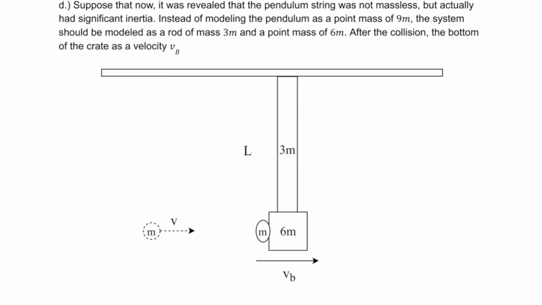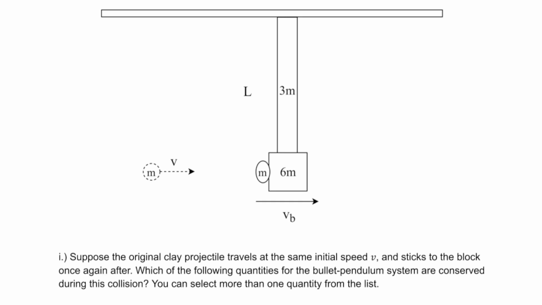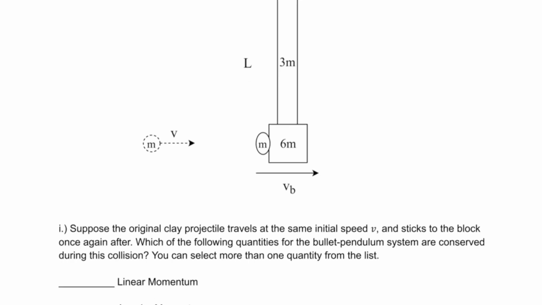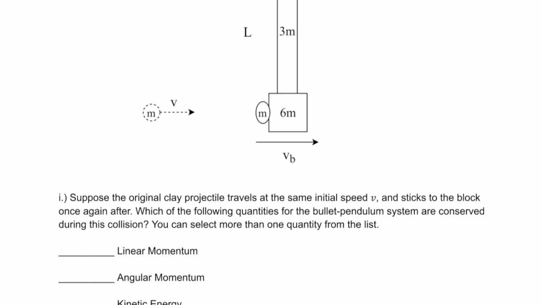And lastly, here's our rotation. So suppose that now it's revealed that the pendulum string actually had significant mass. And instead of being a string, it should be a rod of mass 3m and length L. So same total mass of our system, it just turns out we need to put some in the rod. So suppose that the original clay projectile travels at the same speed and sticks to the block once again.